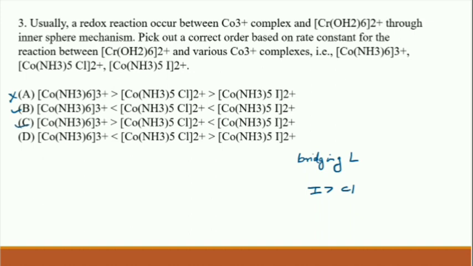So in option B, Co(NH3)6 3 plus is less than Co(NH3)5Cl 2 plus, less than Co(NH3)5I 2 plus. In option C, it is given that Co(NH3)6 3 plus has the high order, but it's wrong, because the complex which contains a bridging ligand should have the high rate order. So option B will be the right answer. That is, the iodine complex will have the high rate order.